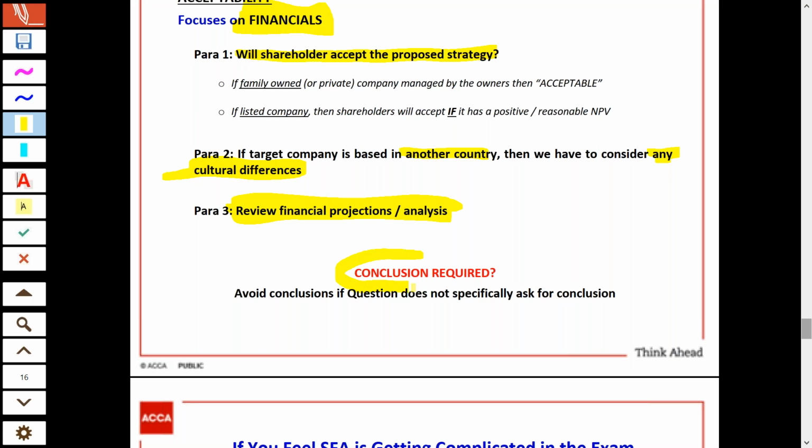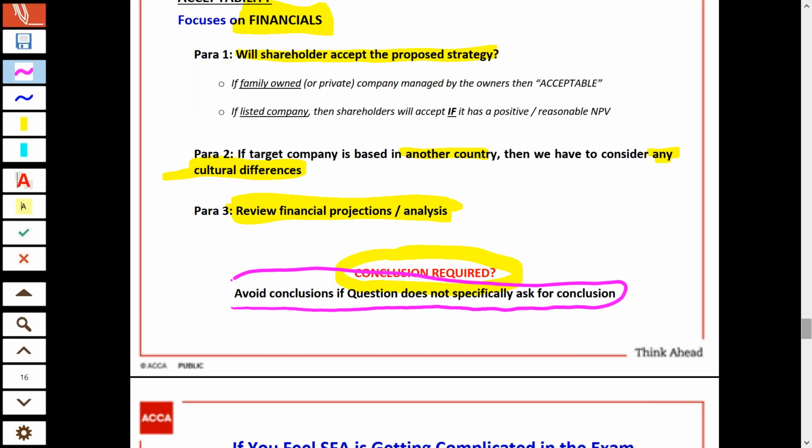This is the question I receive most of the time. Many students ask, sir, do we need to give a conclusion? So the short answer is no, no conclusion should be given. Avoid conclusions if the question does not specifically ask you for a conclusion. So if the question says evaluate the strategy, then we will just evaluate the strategy. We will not give a recommendation or conclusion.